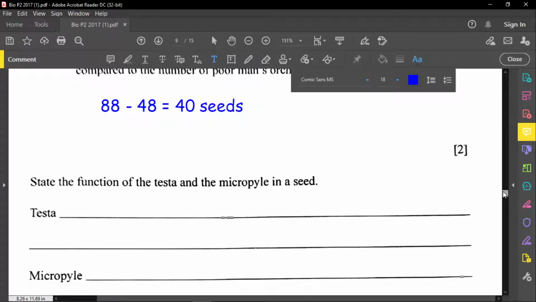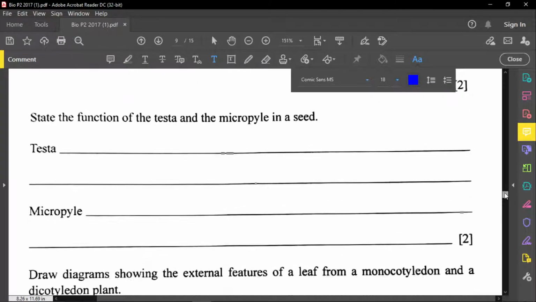It says state the function of a testa and the micropyle in a seed. Now, the testa will have a number of functions, right? But the basic function for the testa is to protect the seed. All right, so to protect the seed. And what is really protecting the seed is the embryo. Okay, so the embryo of the seed, really.